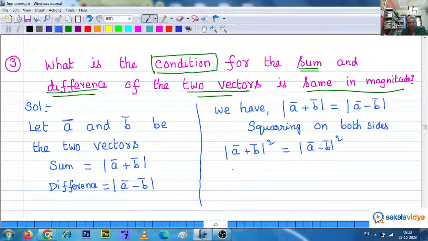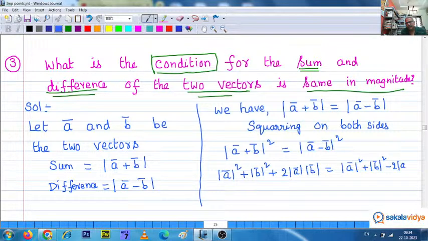So now here A plus B whole square is mod A square, am I correct? Plus mod B square, plus 2 mod A bar and mod B bar, equals mod A square plus mod B square minus 2 mod A mod B. Am I right? Mod A square cancels, mod B square cancels. So bring minus 2 mod A mod B this side, you will be getting 2 mod A mod B.